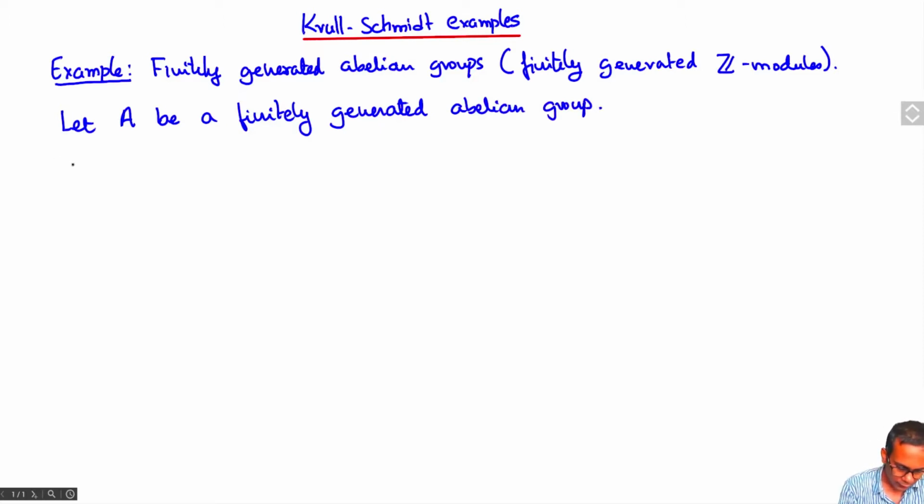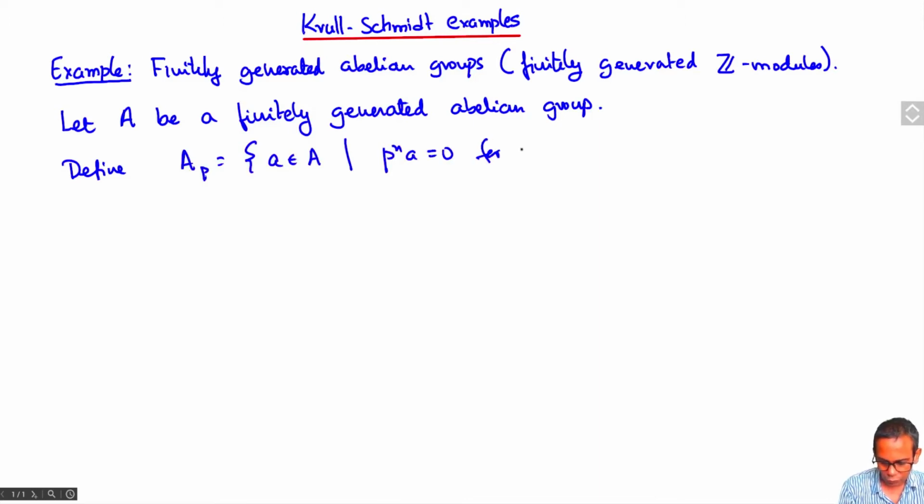Then define its p-primary part to be those elements a in A such that p to the n times a is 0 for some n greater than or equal to 0, for a fixed prime p. So for each prime p you make this definition.